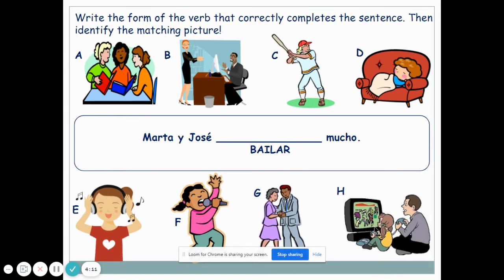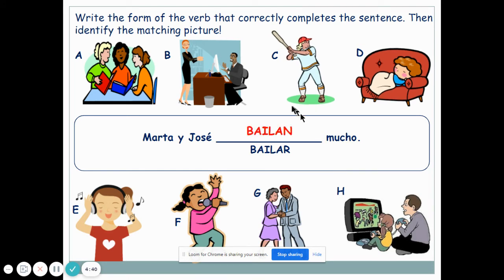Okay, so let's think about what subject pronoun belongs here. Marta y José. Marta y José, it's 2 people, so it would be they in English, and in Spanish it would be ellos. Ellos, and what kind of ending does ellos have? Do you remember? Marta y José bailar, you drop the R, and you put the ending for ellos. Ellos bailan. You drop the R, and you put bailan mucho.